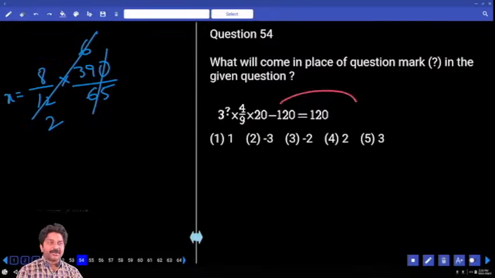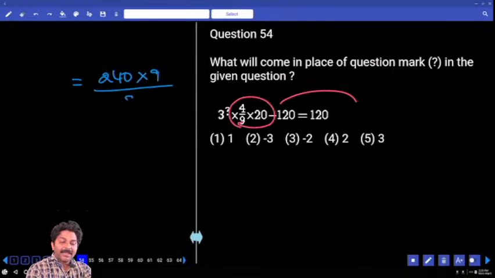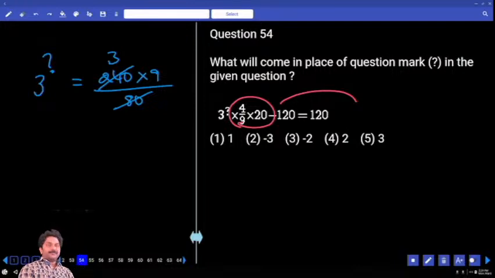Minus 120 goes to right hand side. Right hand side number 240. This value goes to right hand side and becomes into 9 by 80 only. 80 how many times? 3 times into 9, which is 3 to the power of which number? 3 cube. 3 answer. Fifth option. Followed?